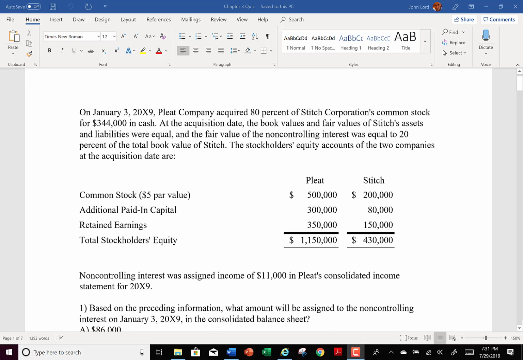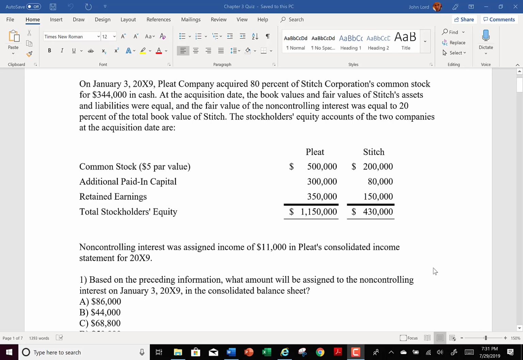Okay, so January 3rd, Pleat Company acquired 80% of Stitch Corporation's common stock for $344,000 cash. At the acquisition date, the book value and fair value of Stitch's assets and liabilities were equal, and the fair value of the non-controlling interest was equal to 20% of the total book value of Stitch. If one is 80%, then the non-controlling interest is going to be 20%. The stockholders' equity accounts of the two companies are as follows, and they give us the information for the subsidiary and for the parent, Pleat.